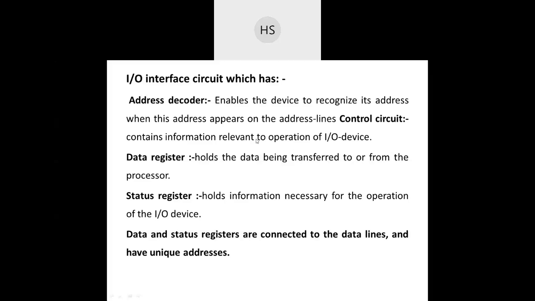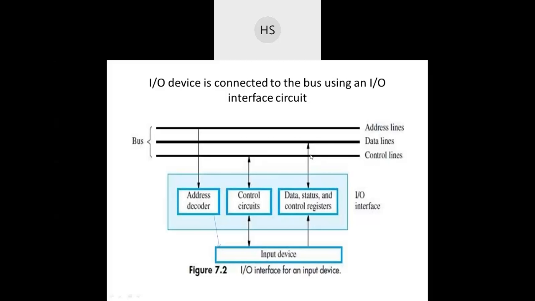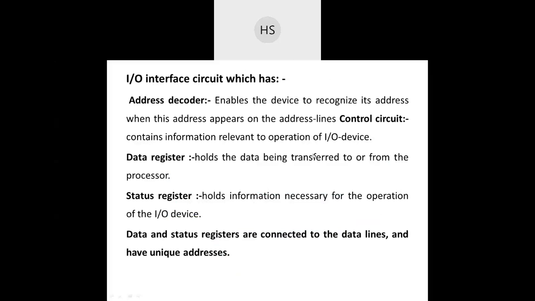Next is your status register. This is the necessary information with respect to your IO device. Status, whether it is ready or not. You will use a flip flop, flags will be set yes or no. Like that, it is also a status register, which will give the information regarding that IO device, what the status of that IO device is. So the data and the status registers are connected to a data line, as you have seen. Both are connected to your data line, each having their unique address, so you will come to know the data and also the status.